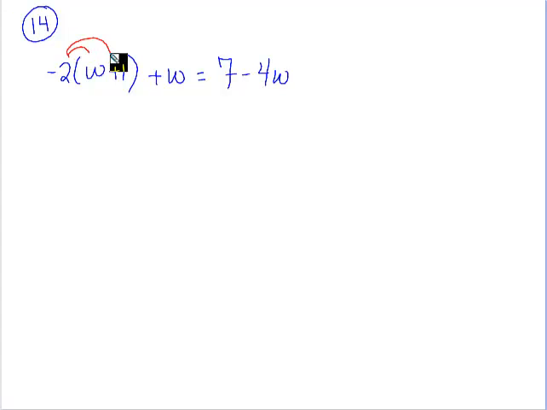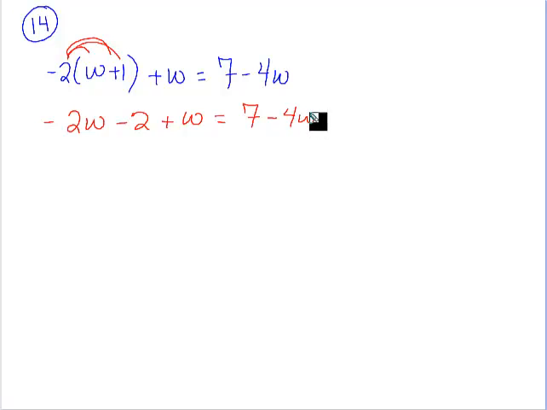So what do we get when we distribute the minus 2 throughout that parentheses? What are we going to get? Lindsay, what do we get when we distribute that negative 2 throughout? Okay, minus 2w, and then what? Negative 2 times the 1, what will that give you? Negative 2. Then we still have our plus w equals then our 7 minus 4w.